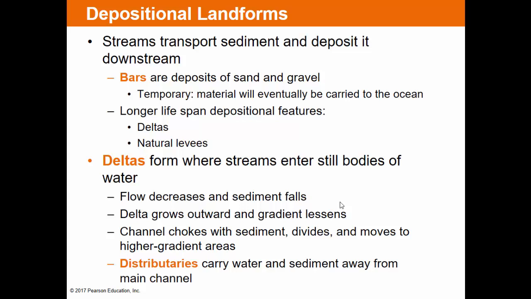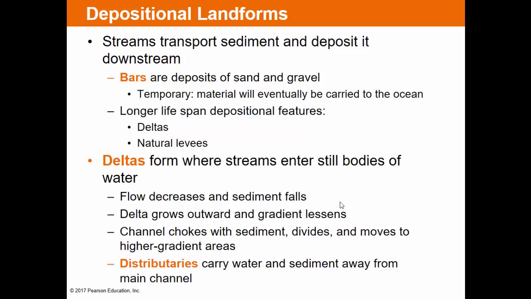The deposition of sediment, the deposition of alluvium, can result in bars, which are temporary, but also result in deltas, which are not quite permanent, but closer to permanent, certainly on human timescales, and then natural levees. Deltas form where streams enter still bodies of water. So a delta forms where a stream enters its base level. Flow decreases, sediment falls out, the delta grows outward, and the gradient lessens.